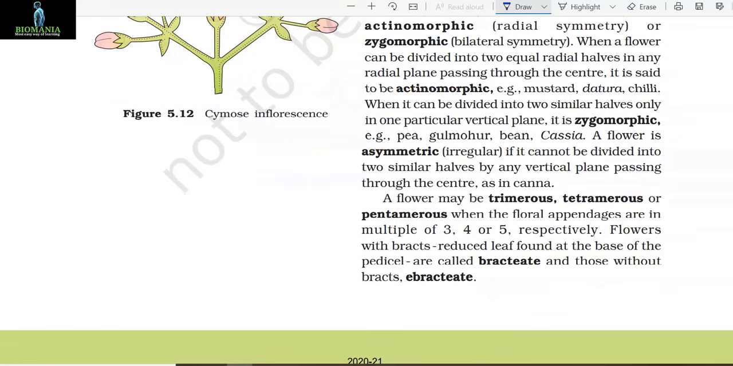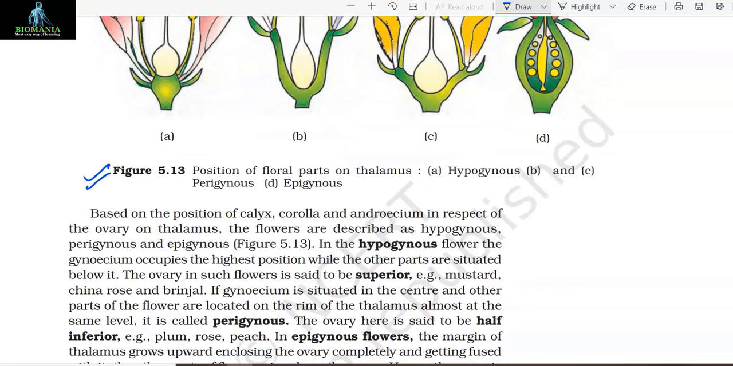A flower is asymmetric, that is irregular, if it cannot be divided into 2 similar halves by any vertical plane passing through the center, as in canna. A flower may be trimerous, tetramerous or pentamerous when the floral appendages are in multiples of 3, 4 or 5 respectively. Flowers with bracts, reduced leaf found at the base of the pedicel, are called bractate, and those without bracts are ebractate. Figure 5.13 shows the position of floral parts on thalamus, that is hypogynous, perigynous and epigynous.